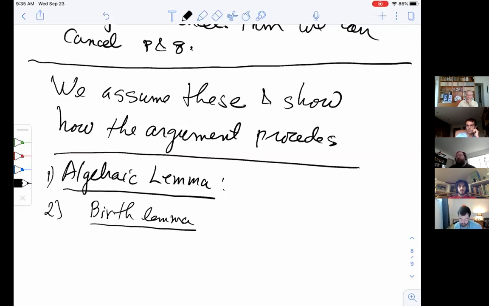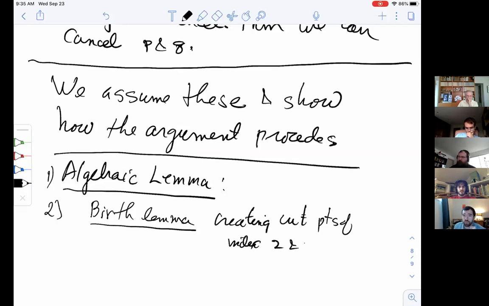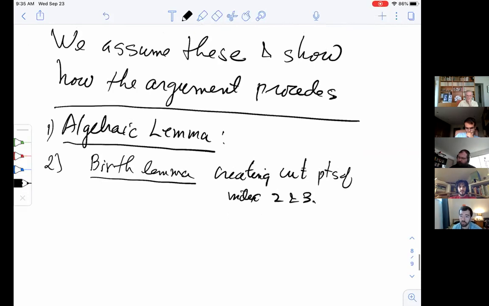You do the same thing on the other side for the negative to get rid of the critical points of index 1. So a birth lemma creating critical points of index 2, 3. So those are the two lemmas. And then I'll state those lemmas in just a second, and if I have enough time, I'll prove them. They're not nearly as hard as these cancellation results.